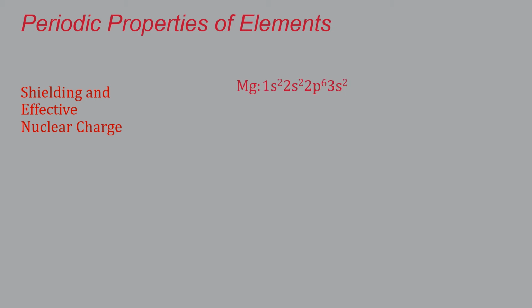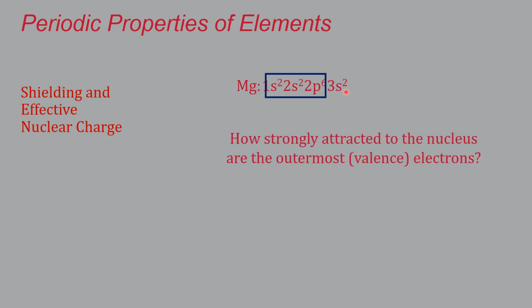Now let's go over to magnesium. This is element 12. So it has 2 3s electrons, but it's going to be the same idea. So let's consider how strongly attracted those outermost electrons are, these 3s electrons, both of them.